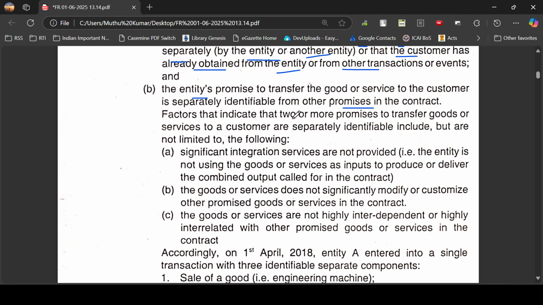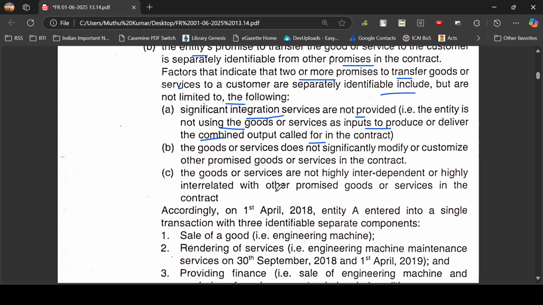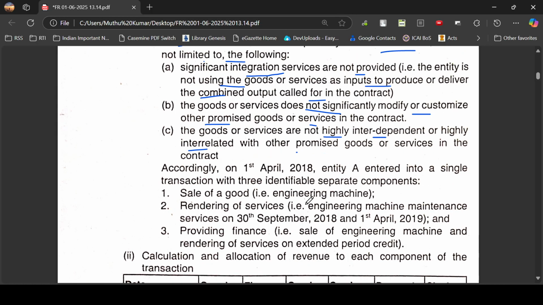The factors that indicate that two or more promises to transfer goods or services to the customer are separately identifiable include, but are not limited to, the following. There is no significant integration of service, that is, the entity is not using the good or service as an input to produce or deliver the combined output called for in the contract. The good or service does not significantly modify or customise other promised goods or services in the contract. The goods and services are not highly interdependent or highly interrelated with the other promised goods or services in the contract.